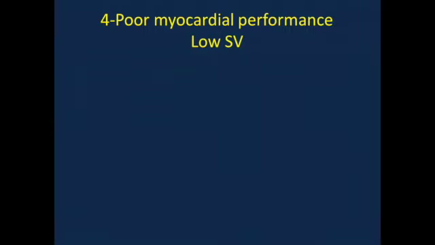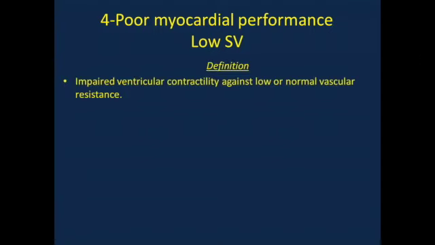Category number 4, if you have poor myocardial performance, typically you have low stroke volume. Definition: impaired ventricular contractility against low or normal vascular resistance. The difference between number 3 and number 4: number 3 is high afterload, so contraction against high resistance. Number 4, contraction against normal or low resistance.